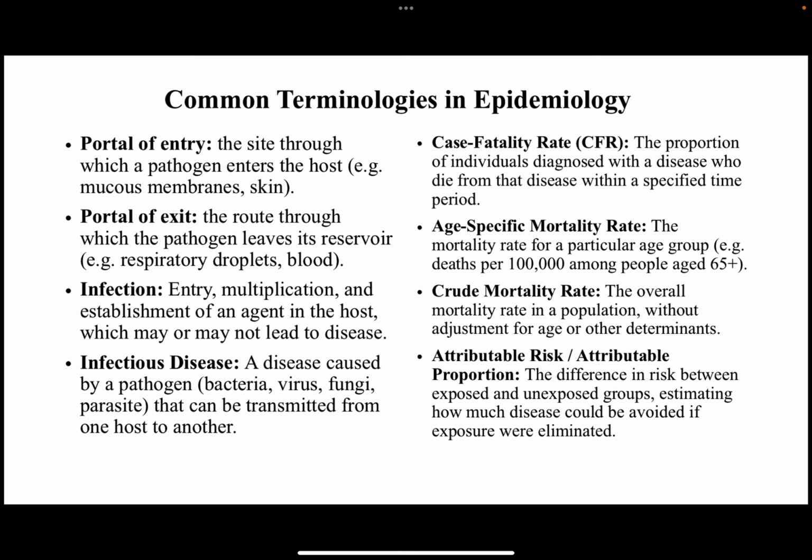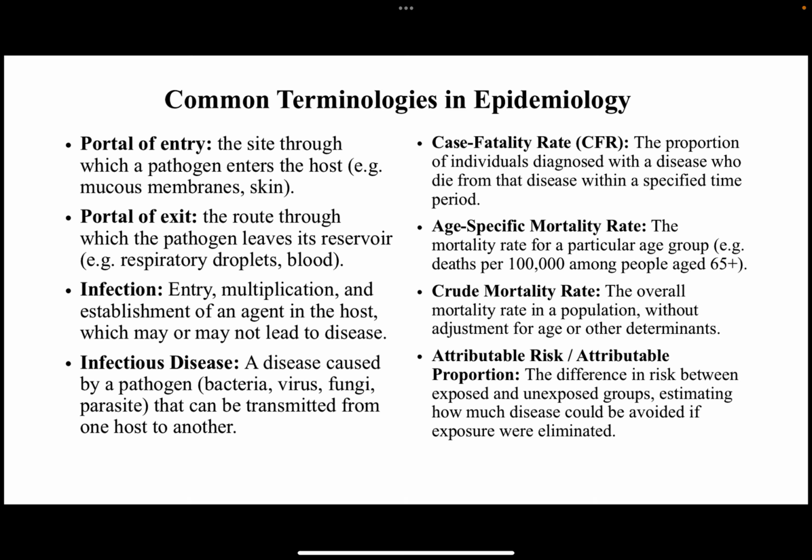Okay, good. Now we have another terminology we call the age-specific mortality rate. Age-specific mortality rate has to do with death in a specific age group. Example, mortality rate among adults 65 years and above. Then we have infant mortality rate, infants under 1 year. We also have crude mortality rate. That is the overall mortality rate in a population without adjustment. Example can be total deaths per 1,000 population, countrywide annual death.